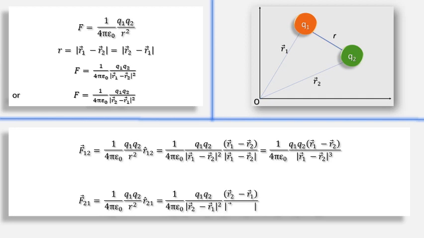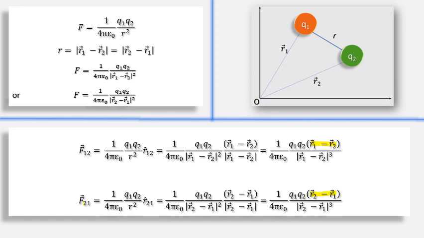So F12 is having vector R1 minus vector R2 in it, whereas if you consider force on 2 due to 1, it will have vector R2 minus R1. So we should be careful here that if you are talking about FAB, that is force on A due to B, you will have RA minus RB. If you are talking about Fxy, that is force on X due to Y, it will be Rx minus Ry in numerator. In denominator, Rx minus Ry or Ry minus Rx won't make much difference because we are taking mod.